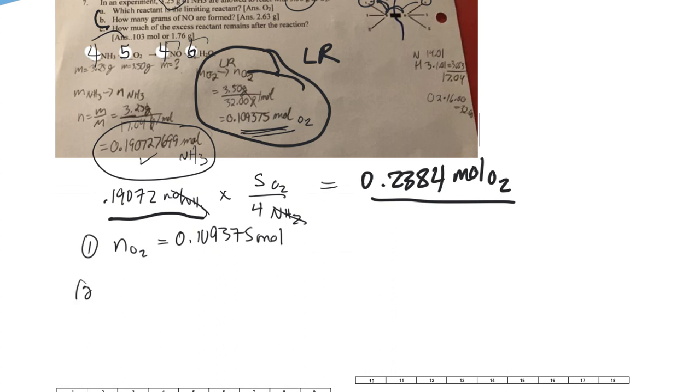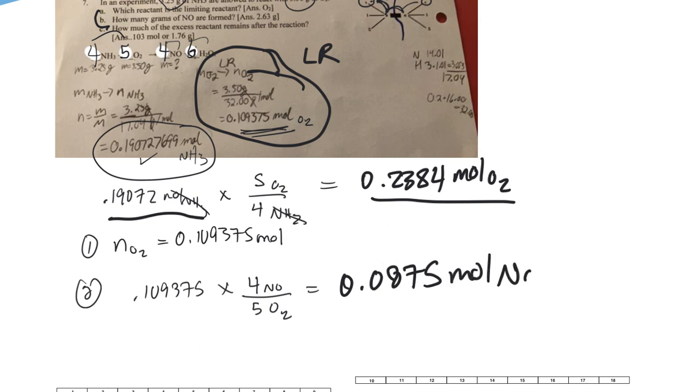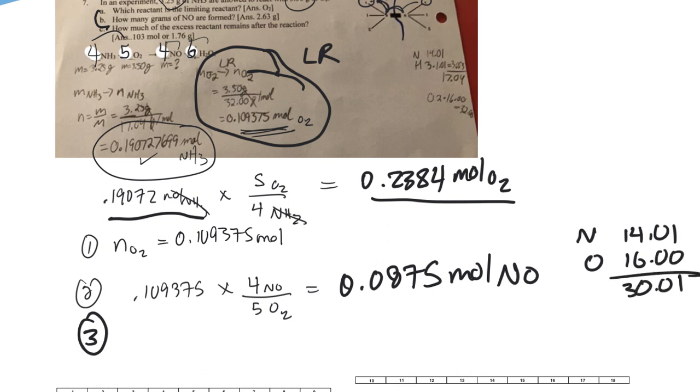Step 2, I have to take that number and times it by, I'm going to NO. So it'd be 4 NOs for every 5 oxygens. Okay, let me do that on the calculator. Okay, that gives me 0.0875 moles of NO. And then finally, step 3 is to find mass of NO. So nitrogen is 14.01, oxygen is 16, so altogether that's 30.01.